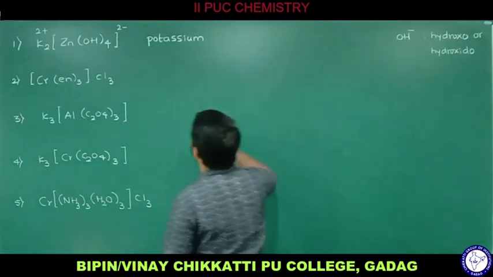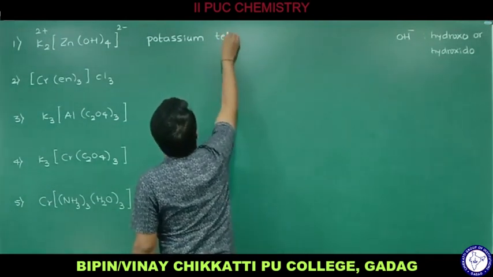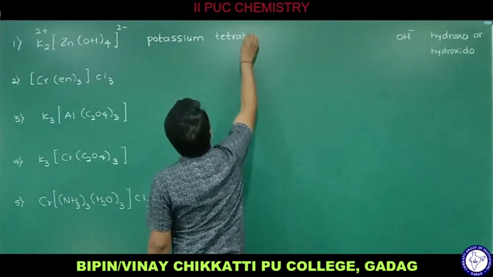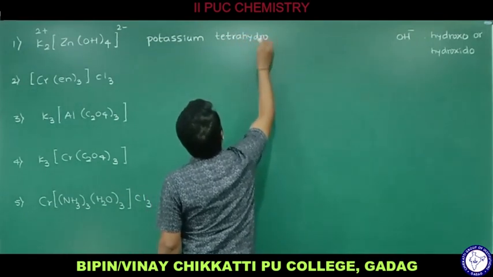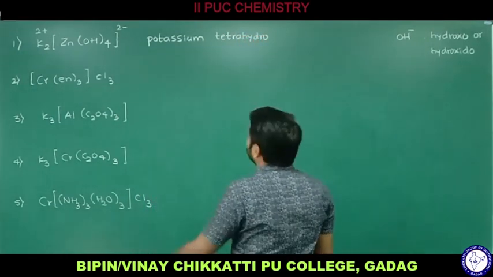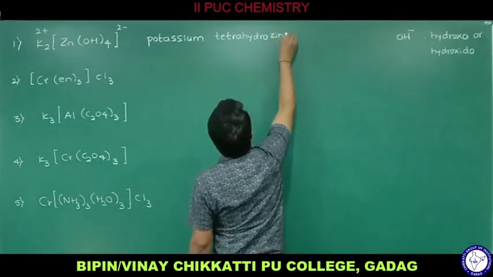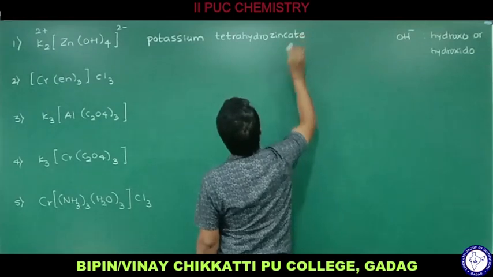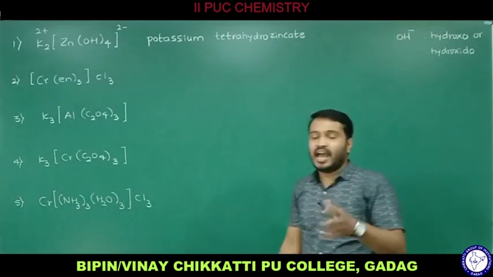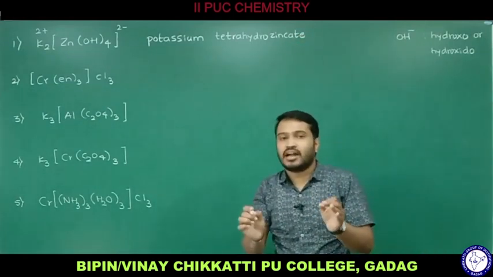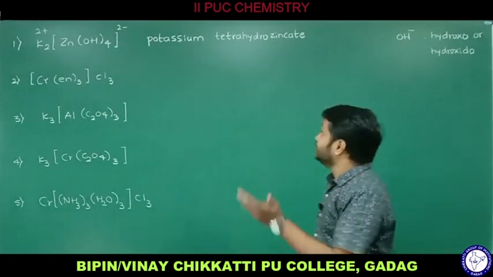So potassium tetrahydroxo, or you can write hydroxido. Then we have a metal atom zinc, and I write here zincate. So see here, zincate we write here. Since it is anionic complex, the central metal atom name should end with ate, zincate.